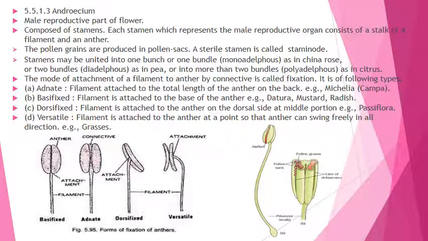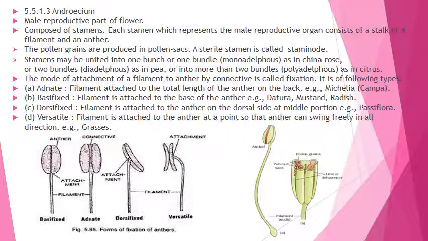Each stamen, which represents the male reproductive organ, consists of a stalk or a filament and an anther. The pollen grains are produced in a pollen sac. Pollen sac means a bag-like structure present in the flower in which the pollen grains are produced. A sterile stamen is called staminode. Sterile stamen means one which cannot reproduce. It has no capacity to reproduce.